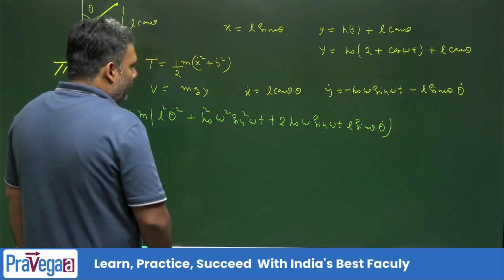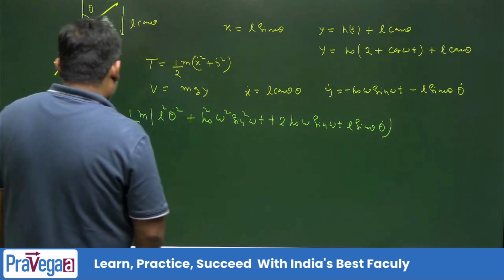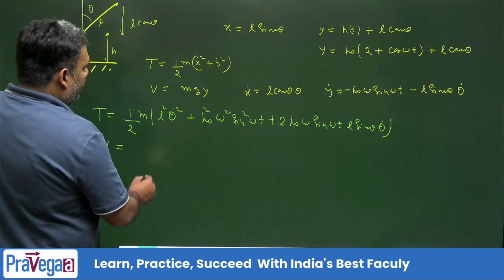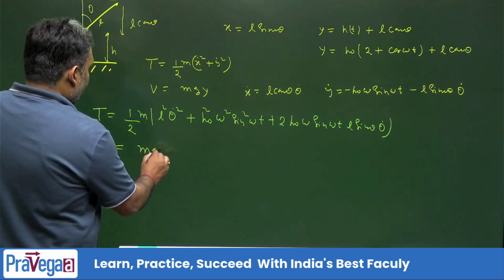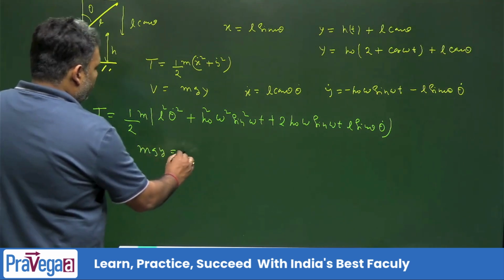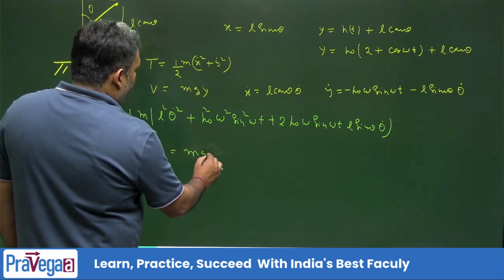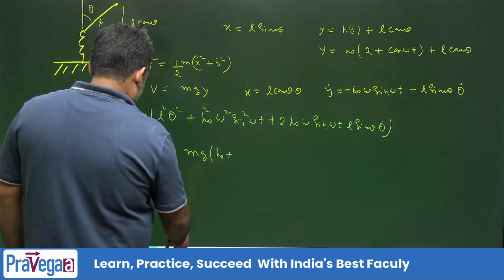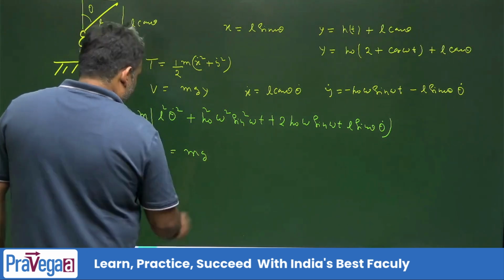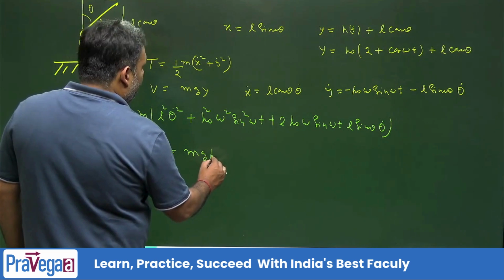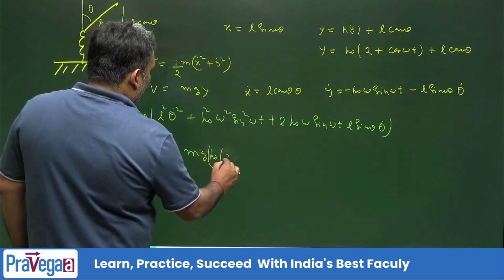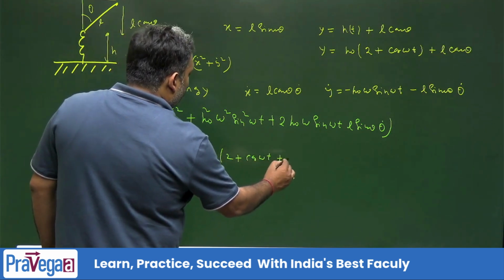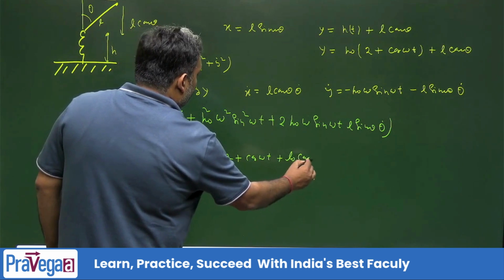So this is my kinetic energy, and then we have to write the potential energy. The potential energy is mgy, and that is equal to mg times h0(2 + cos ωt) plus L cos θ.